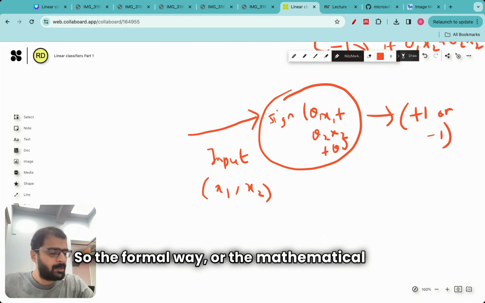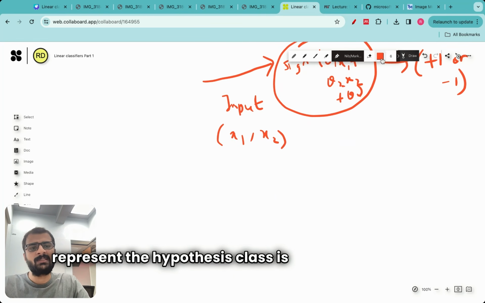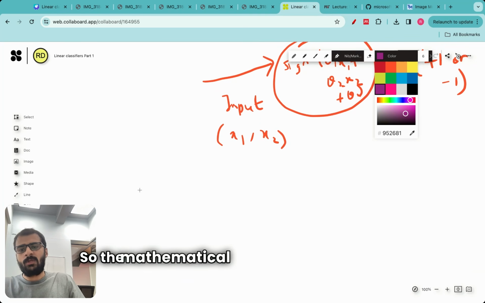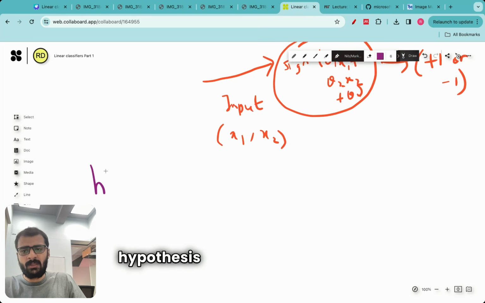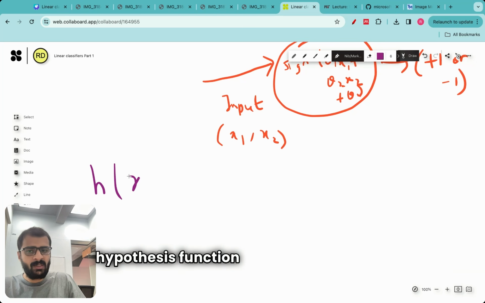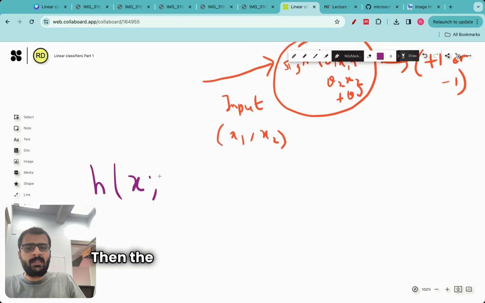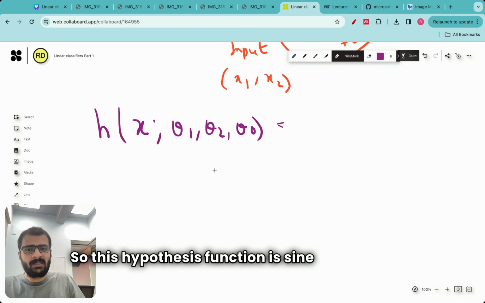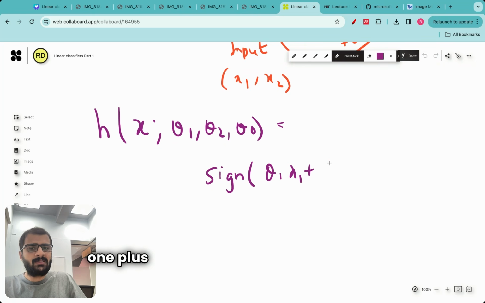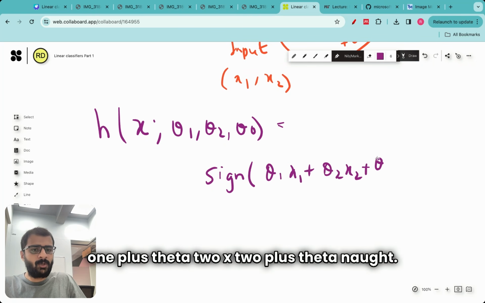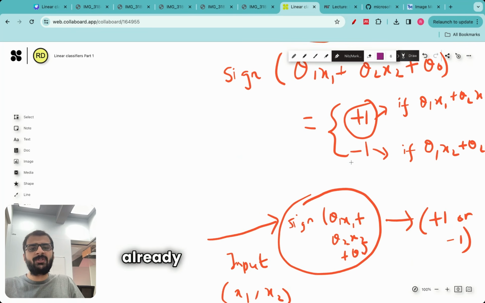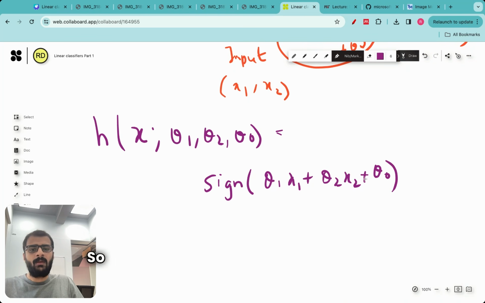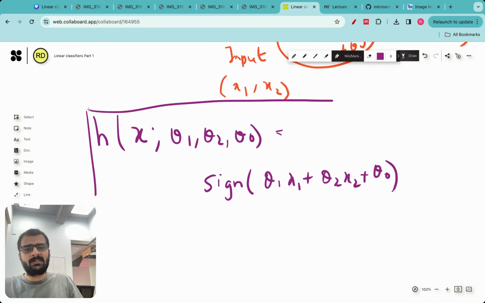The formal, mathematical way of representing the hypothesis class is h, the hypothesis function, with x as the input, and the free parameters theta 1, theta 2, and theta naught. This hypothesis function is sign of theta 1 x1 plus theta 2 x2 plus theta naught, and the sign function has already been defined over here. So essentially this is my hypothesis class.